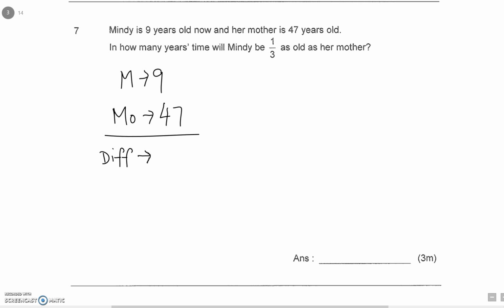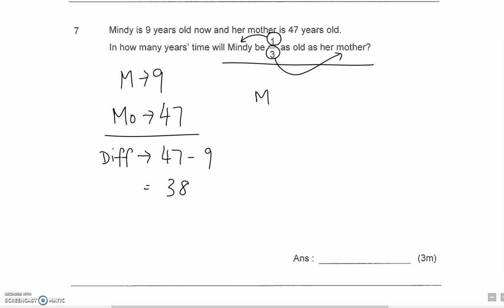So let's find out their difference first. 47 minus 9 will give you 38. Okay, now in how many years time will Mindy be 1/3 as old as her mother? This sentence is confusing, but it just means that Mindy is just going to be one part, whereas the mother is 3 parts. Remember, the number on top belongs to the person on the left. The number below usually belongs to the person on the right.